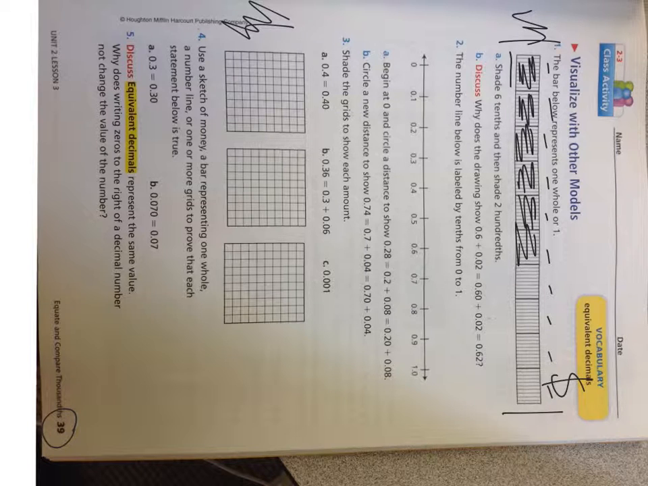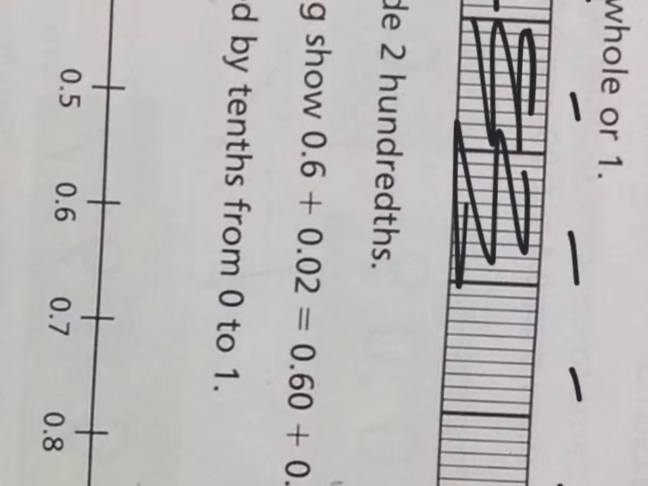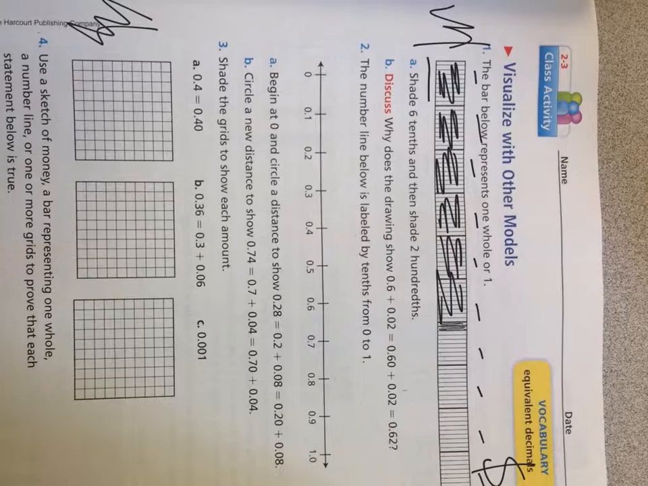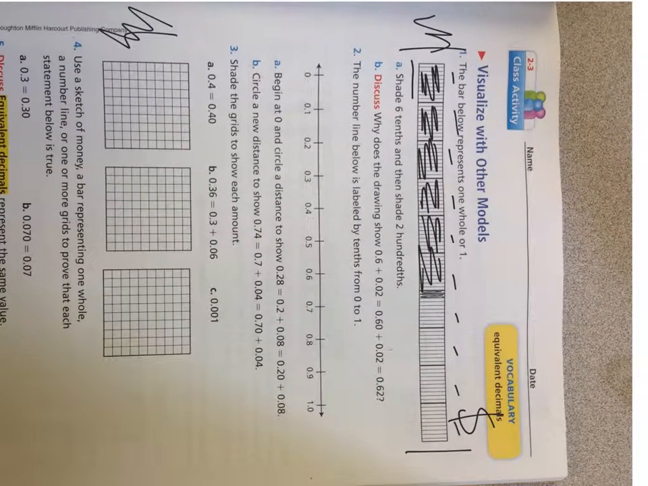And then it says to shade in 200s, which might be kind of hard for me. So I'm going to zoom in so I can really see what I'm shading. Shade in 200s. I'm going to zoom back out. So, I shaded in 6/10 and 200s. Why does the drawing show 6/10 plus 200s equals 60 plus 2 equals 62 hundredths?